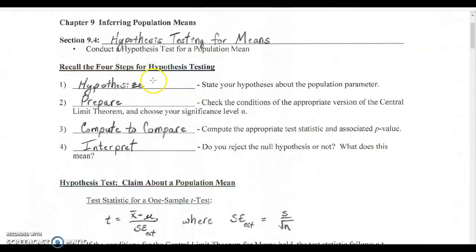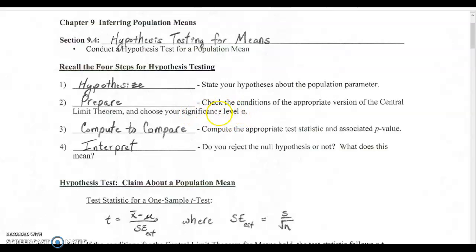So remember, there are 4 steps for doing hypothesis testing: hypothesize, prepare, compute to compare, and interpret. In the hypothesize step, we want to state our null and alternative hypotheses about the population parameter. In step 2, we do our preparations, which essentially means checking the conditions of the appropriate version of the central limit theorem. So we're doing a hypothesis test for means. We're going to check the central limit theorem for means, and also choose our significance level, alpha.